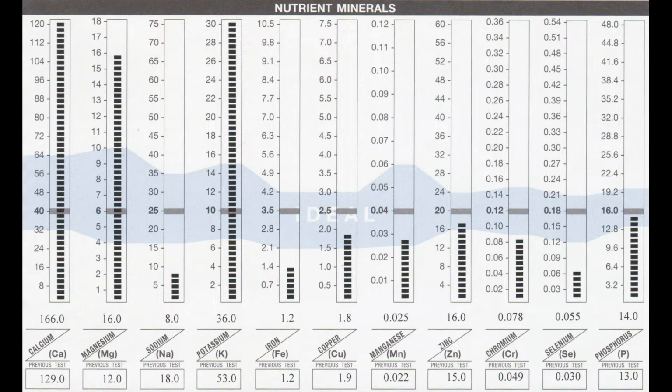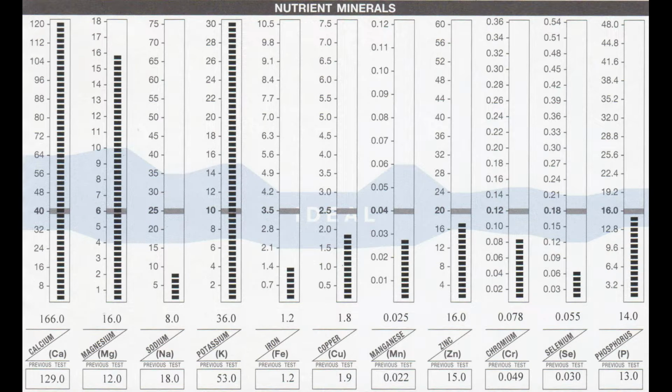And when you see the gray dashes in the middle of that blue band, or blue wave, if you will, that just shows the optimal number that you want. And trust me, in my many years of doing this hair mineral analysis test, nobody has had perfect scores. So let's not beat ourselves up too much. Okay, so what do I mean by that? For example, for calcium, the optimal number should be 40. For magnesium, the optimal number should be 6. And for sodium, the optimal number should be 25.